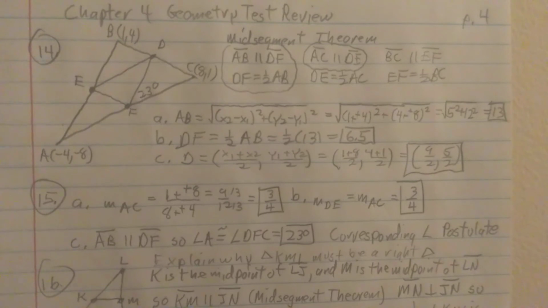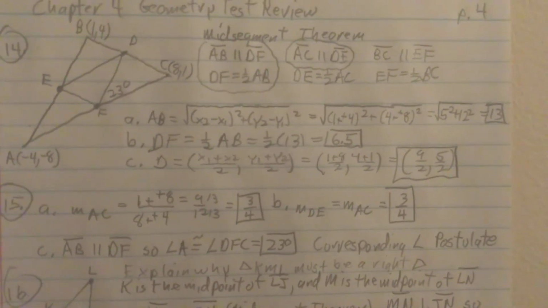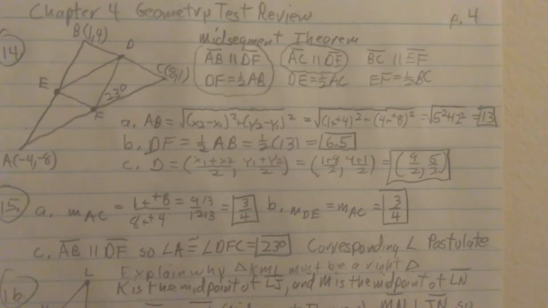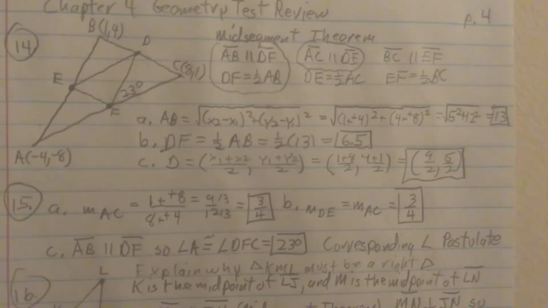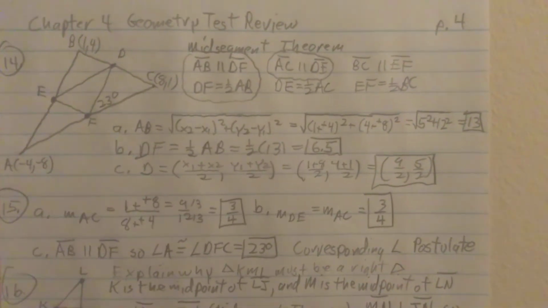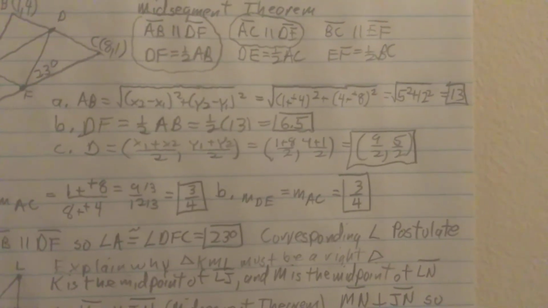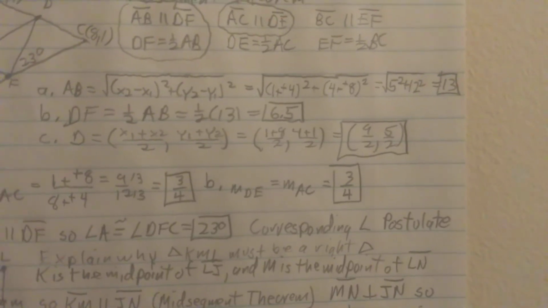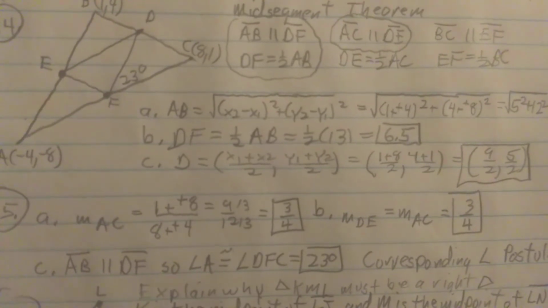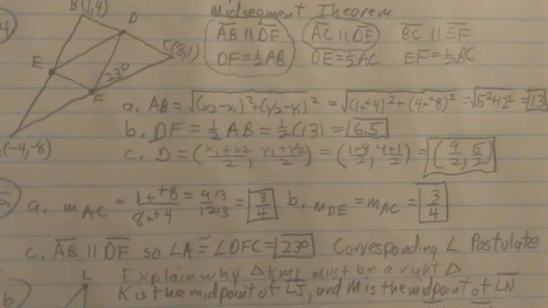So AB, using the formula square root of x2 minus x1 squared plus y2 minus y1 squared, is, we'll take B first, as 1 minus a negative 4 squared plus 4 minus a negative 8 squared, which gives us 5 squared plus 12 squared, which is 25 plus 144, which is the square root of 169, or 13. Now DF from our mid-segment theorem is just 1/2 of AB, or 1/2 of 13, which is 6.5, so that's easy.